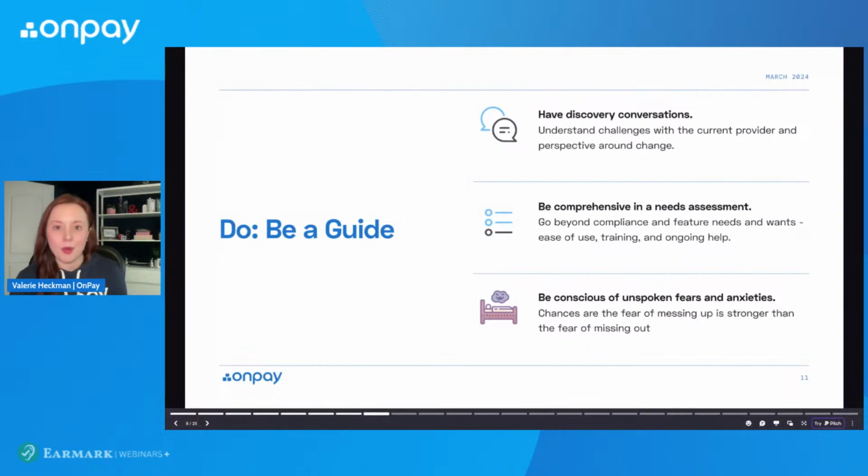So I recommend that the first do today is to be a guide. Be a guide for your clients through this switch. Or if it's not going to be you, assign somebody on your team to take the lead as that guide. Keep in mind that the realization that a client might need to switch is just the start of the process. I recommend having a discovery conversation about your client's challenges and perspectives around change.